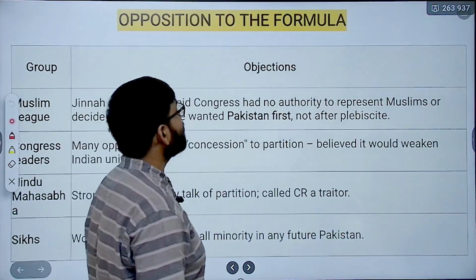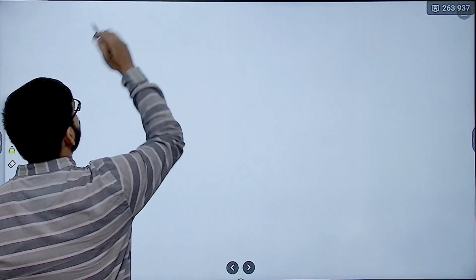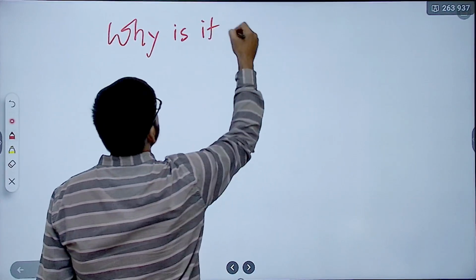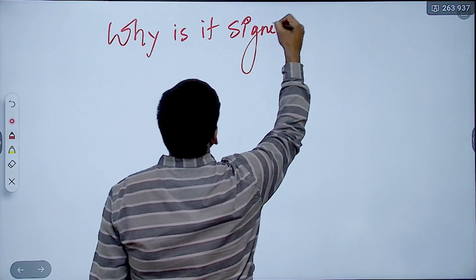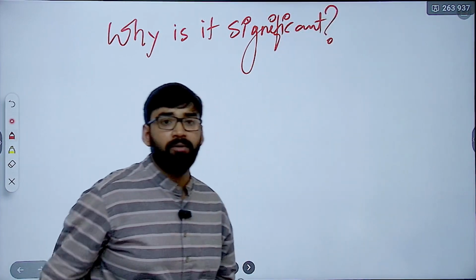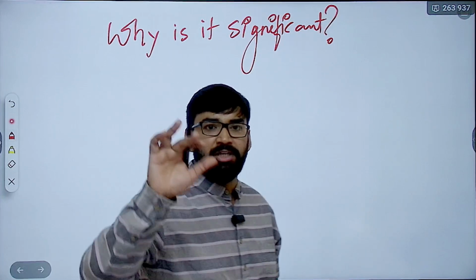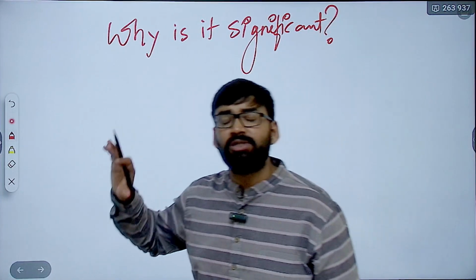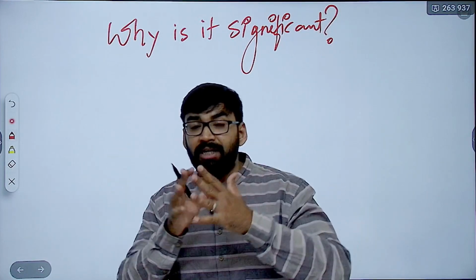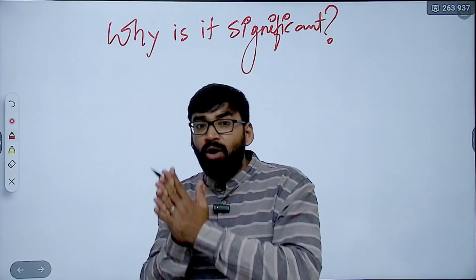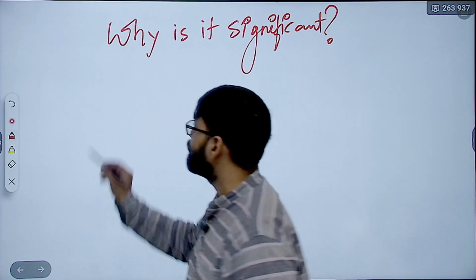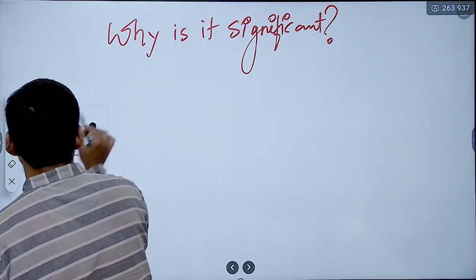Now, why was this formula significant? Let's try to understand. Now, first, Congress initiative to accept the possibility of Pakistan. यहां पर हमें क्या दिख रहा है? We can understand here that this was the first Congress initiative to accept the possibility of Pakistan.